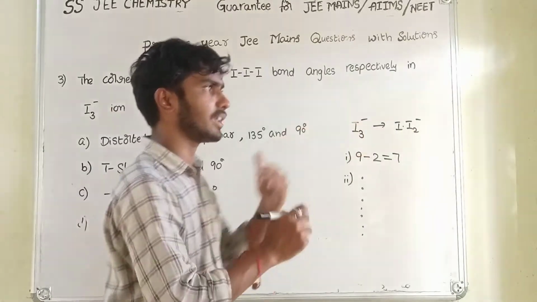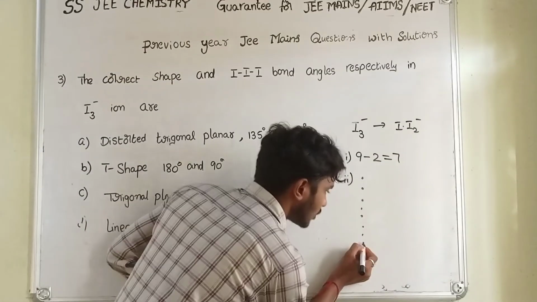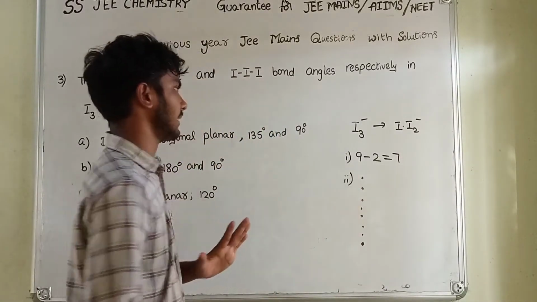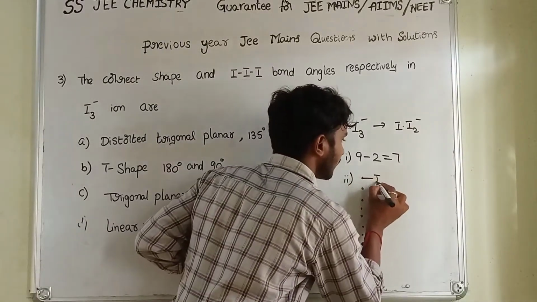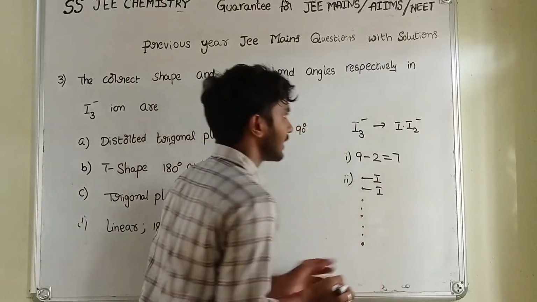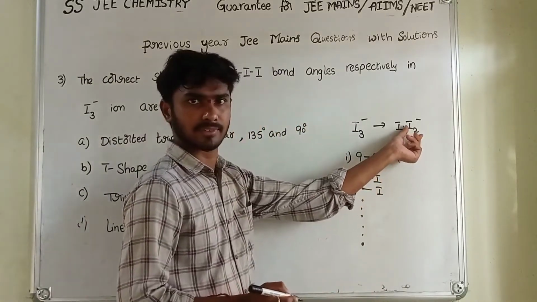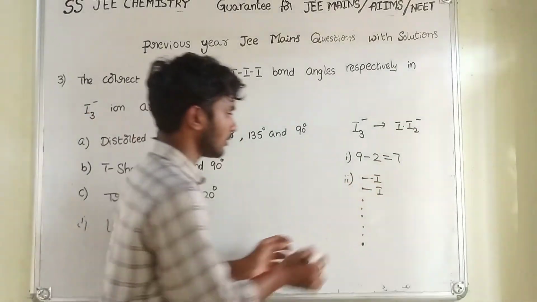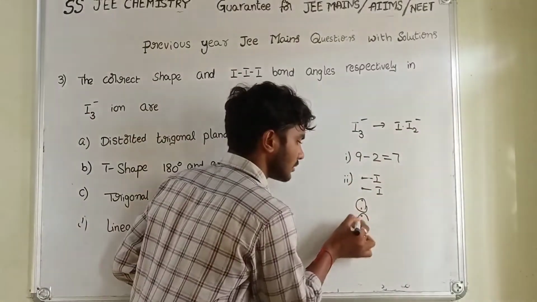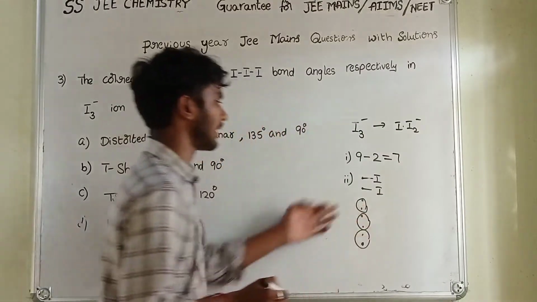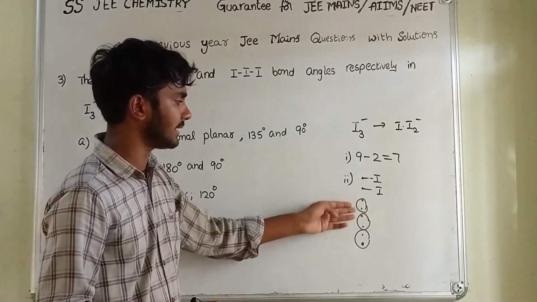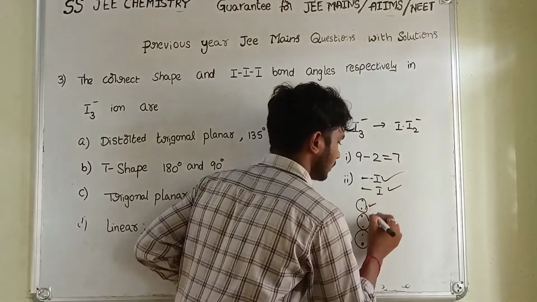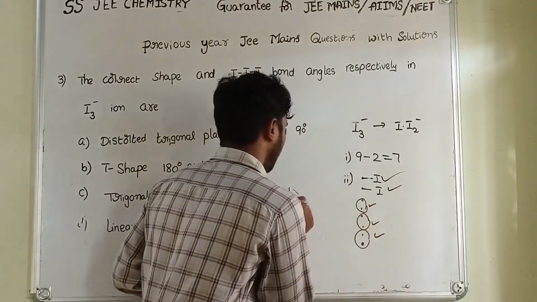Minus 1 means we are adding 1 electron, so we should add 1 dot. So 8 dots are there. We connect with 1 dot each to the two iodines, which are the side atoms. The remaining 6 dots are converted into lone pairs. How many lone pairs are there? 3 lone pairs. So count: 1, 2, 3, 4, 5.